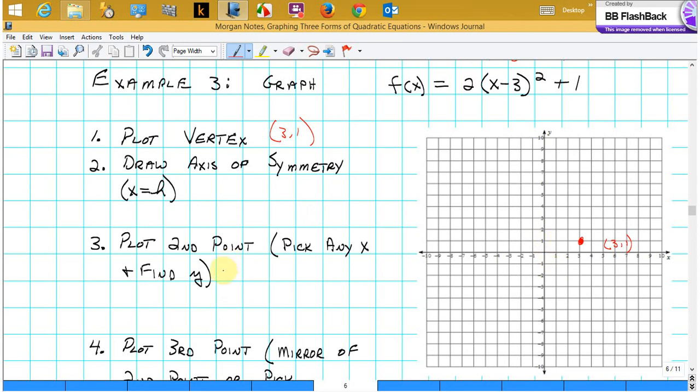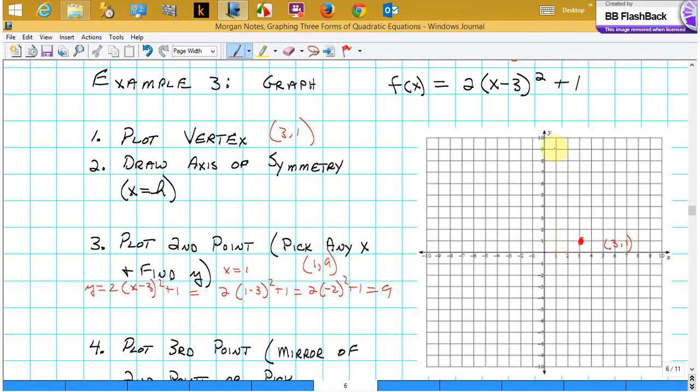So I'm just going to pick the point x equal to 1 and I'm going to plug it into the equation. So plugging it into y is equal to 2 times (x minus 3) squared plus 1, putting x equal to 1 in there, I get 2 times (1 minus 3) squared plus 1. 2 times a negative 2 squared plus 1. That would be a negative 2 squared is 4 times 2 is 8 plus 1 is 9. Okay, so when x is equal to 1, y is 9. So I'm going to plot the point (1, 9).